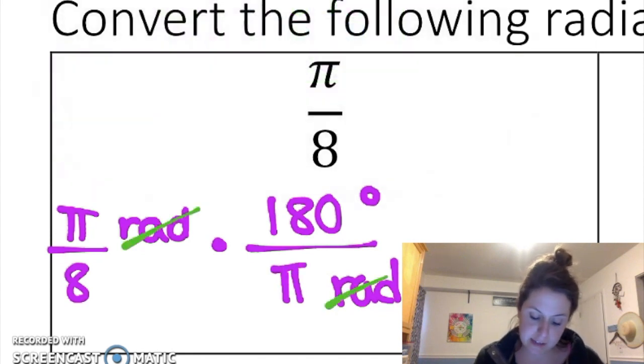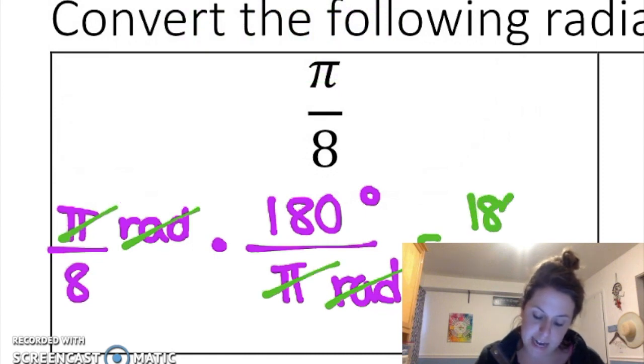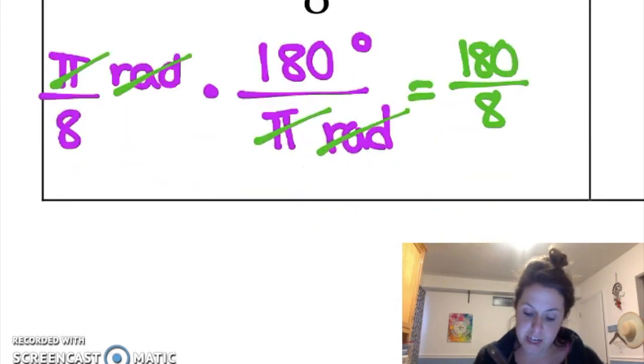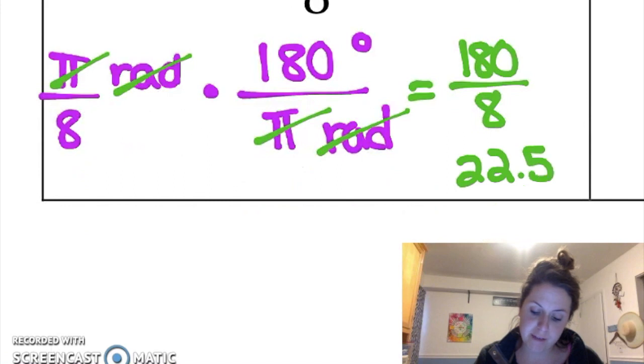So radians cancel, pi's cancel. And so what I really get here is 180 over 8, which is 22.5 degrees.